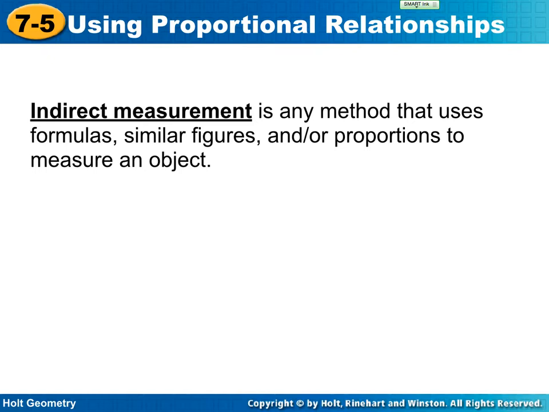What's an indirect measurement? Well, it's a measurement you can't do directly. What would be some things you can't measure directly? Think of something that would be hard to take a tape measure and really measure. A building. Distance across a pond, or the height of a building. Those are a couple examples. So indirect measurement simply means it's a method that uses formulas, similar figures and or proportions to measure an object.